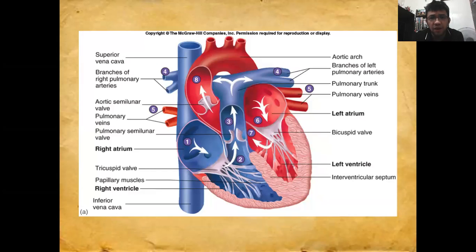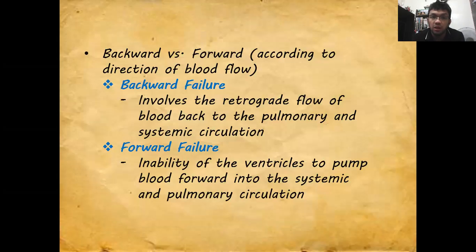So as you can see, the various structures here of the heart, we have the right side and the left side. If both of these ventricles fail, blood will go back to where it was coming from: the lungs in the left ventricle, from the system in the right ventricle. Now we go to backward versus forward. It's according to the direction of blood flow.